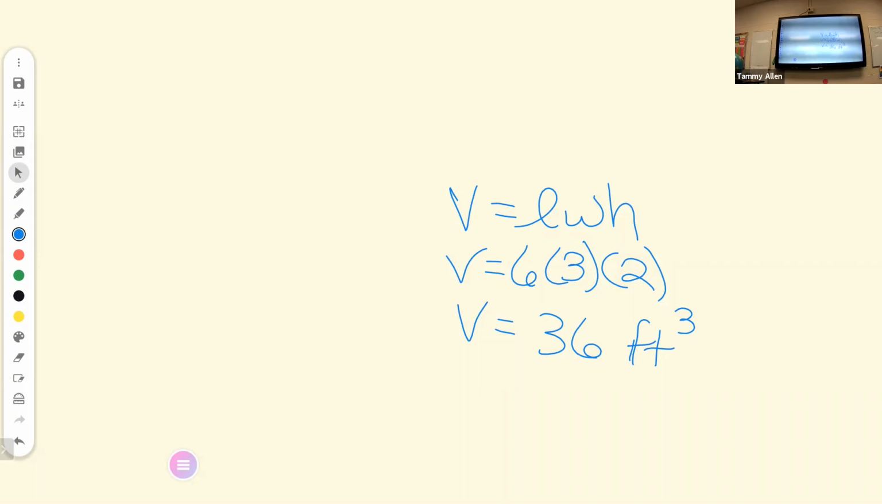Number 10. The ratio of the number of school days in a week to the number of days in a weekend. It is not 7 to 2. It is 5 to 2. School days. There are 5 school days. And there are 2 weekend days.